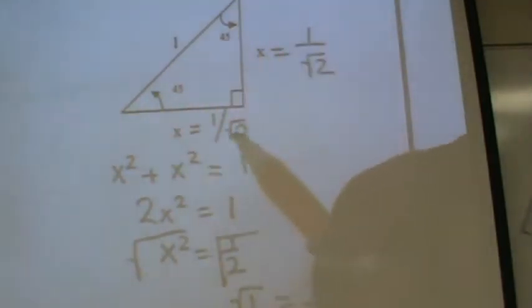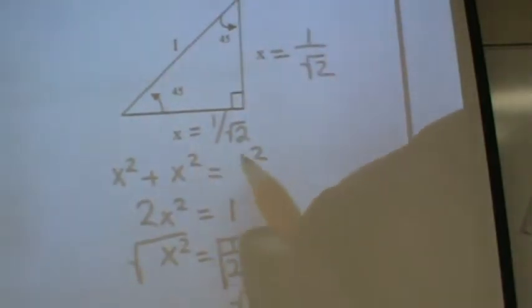Now, I don't like this triangle with radicals in the bottom. Can I multiply all three sides by something? Square root of 2. If you multiply this by square root of 2, this by square root of 2, and this by square root of 2, you can do that. Your new triangle is what? 1, 1, root 2.